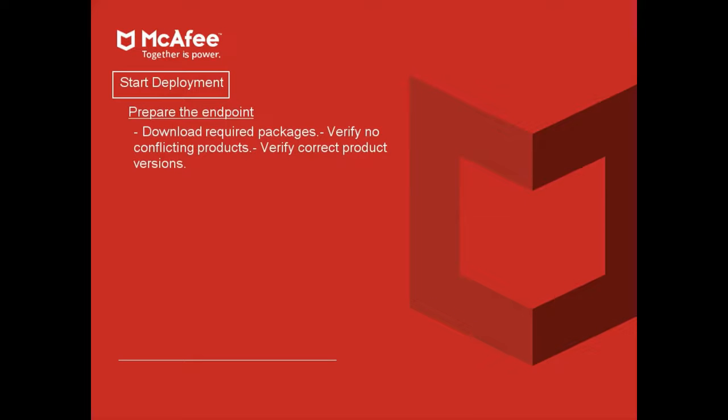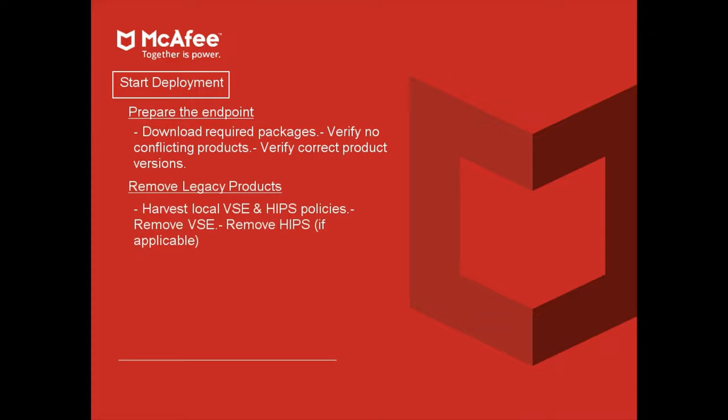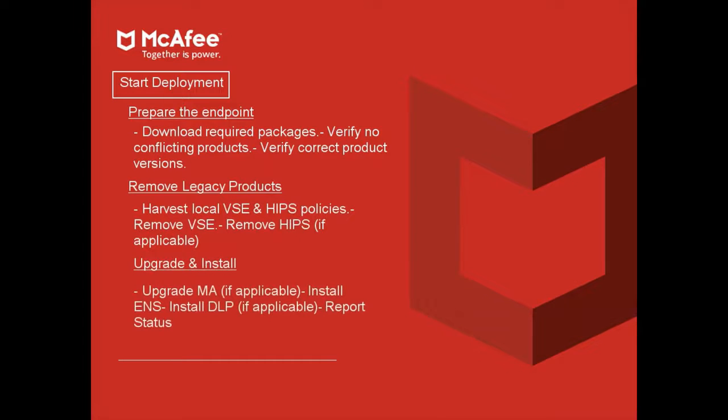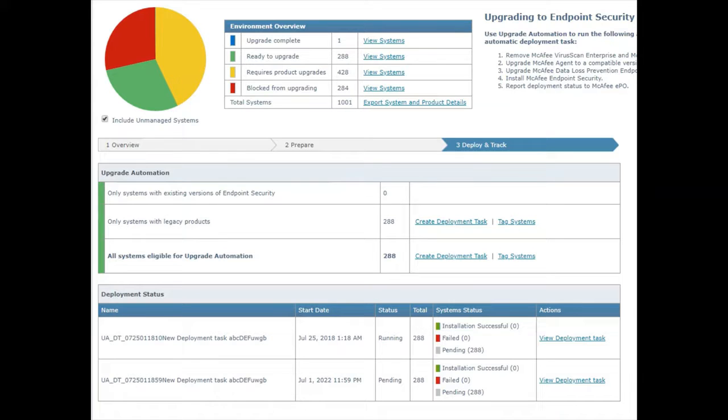The upgrade automation logic will verify that no conflicting products exist on the machine and that the package versions are correct as per the reference configuration. If conflicting products like MOVE are found, or if the package versions are incorrect, Endpoint Upgrade Automation will terminate the migration to McAfee Endpoint Security. If possible, local VSE and HIPS policies will be migrated. Upgrade Automation will then remove, upgrade or install the required packages. The endpoint migration is now complete and the status will be reported to ePolicy Orchestrator. Finally, the Deploy and Track tab will display the status, and allow you to view the deployment task for each deployment.